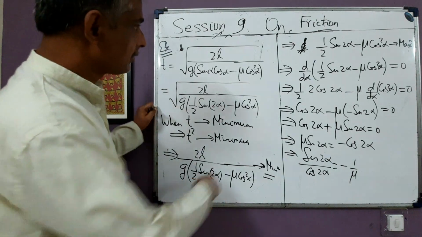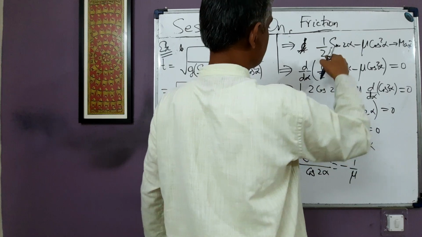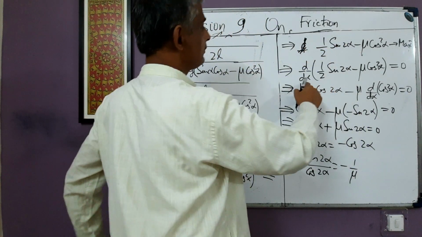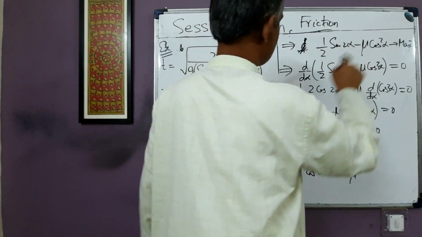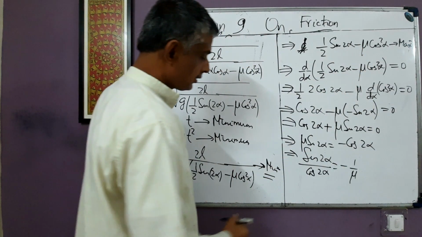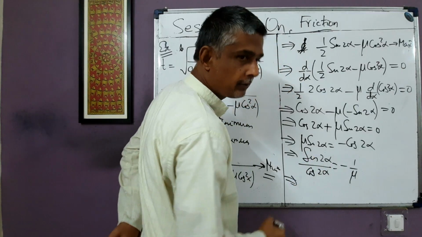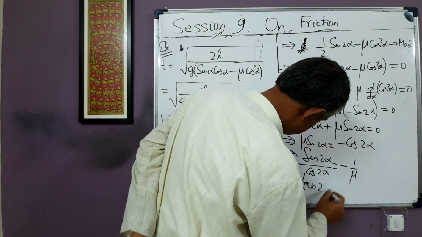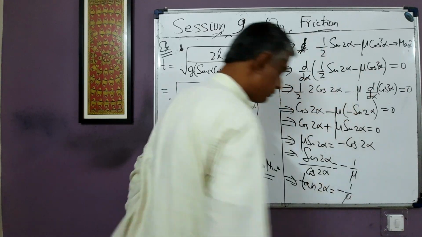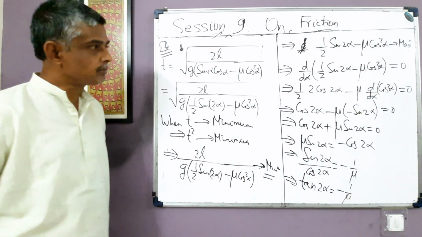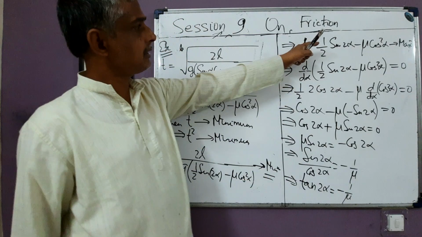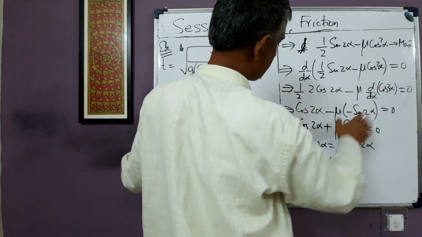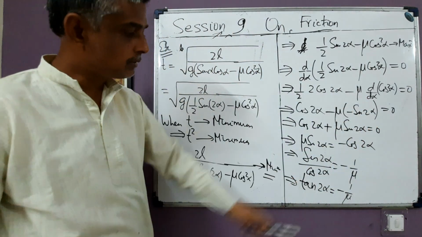See, here 2 should also be there. A calculation mistake has been done. Half of sin 2 alpha, okay, it's alright, fine. So we get tan 2 alpha equals minus 1 by mu. Let me just once check the calculation. I have not made any mistake, I suppose. Okay, it's fine. So tan 2 alpha is minus 1 by mu.